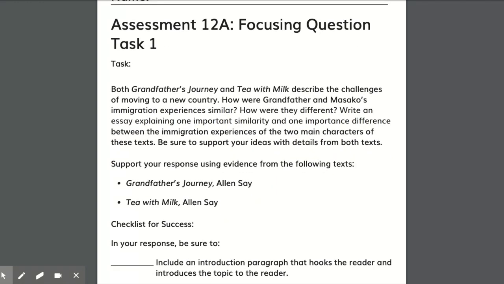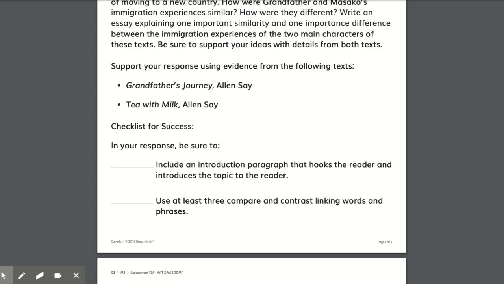Okay? So, how many questions are we answering in this prompt? You can say it out loud. All right. Well, it's two, right? The first question is, how were Grandfather and Masako's immigration experiences similar? And the second is, how are they different? Okay. So can you guess how many paragraphs you should be writing? If you guessed 4, that is correct. Ding, ding, ding.